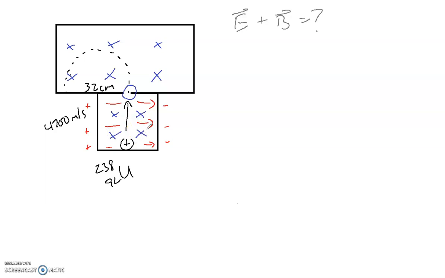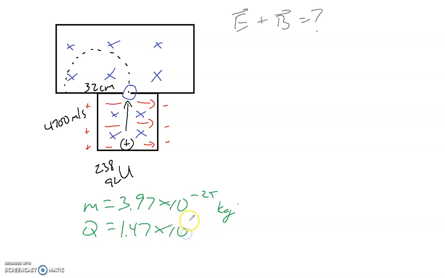Now, of course, to do this, I will need the mass and charge of the uranium-238. We've done this before. For the mass, it should be around 3.97 times 10 to the negative 25 kilograms. And the charge, with the 92 protons, would be 1.47 times 10 to the negative 17 coulombs. So I've got my basic properties, and now I can find my E and B.